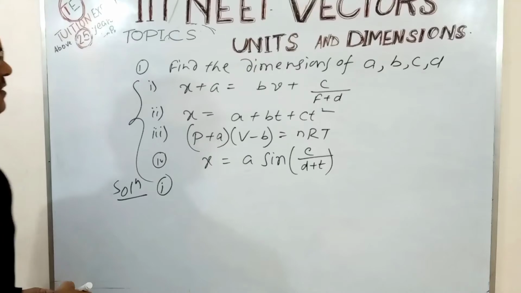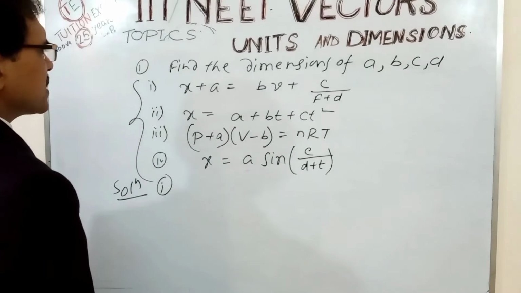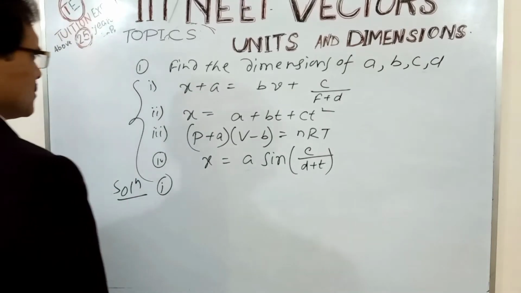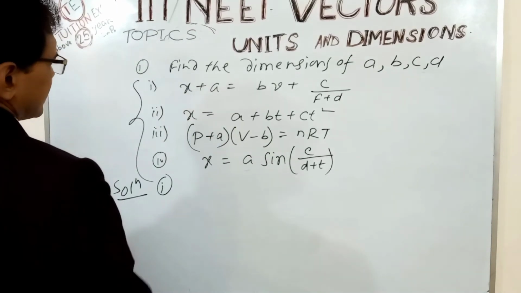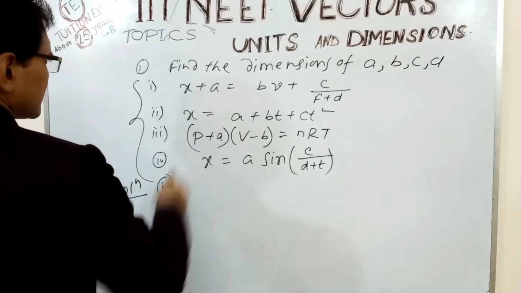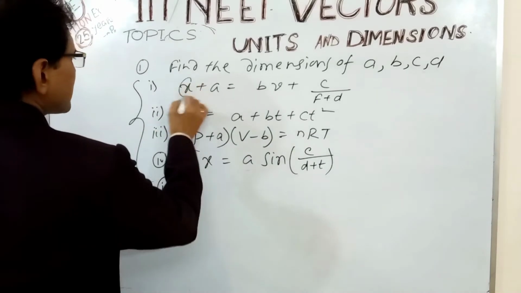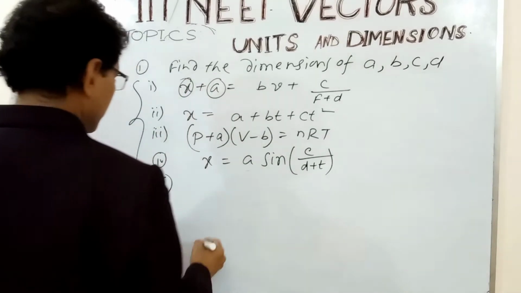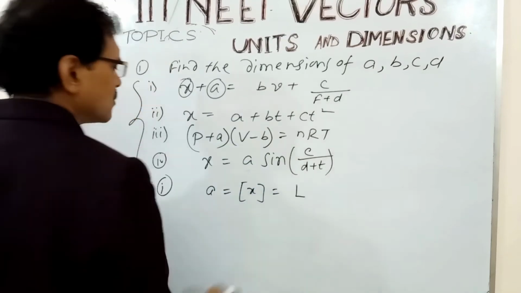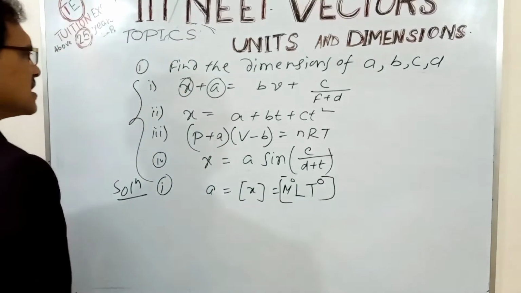Solution of one. What is the principle or property of dimensional equations? We can add quantities having the same dimension. So the dimension of x is equal to the dimension of A. So A equals the dimension of x, which is equal to L.